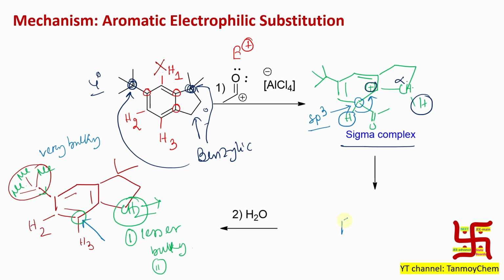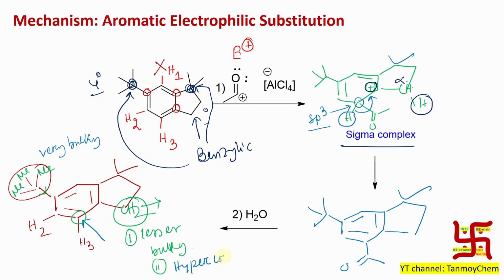And what will be the product? So here the acetyl group will be attached there. So what is the main controlling factor? The main controlling factor is the second point, that is hyperconjugation. And obviously the first one is the steric point of view, so these will be the product.